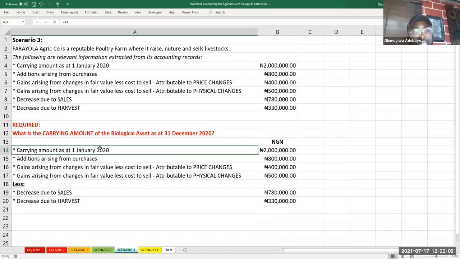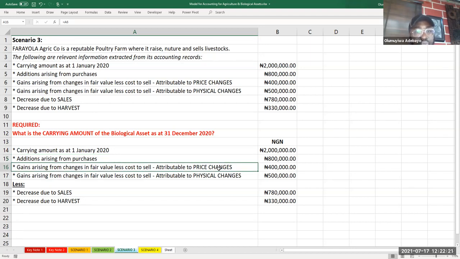One, the balance we carry forward from last year, plus additions, new biological assets you bought. Let me say you bought additional animals. Gain arising from fair value attributed to price changes. We are going to treat that.